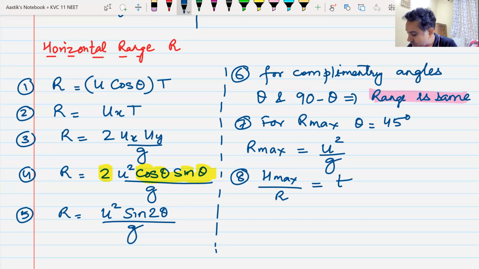You will get tan of theta divided by 4. Remember this. All these shortcuts, if you can remember, these are very, very important points.